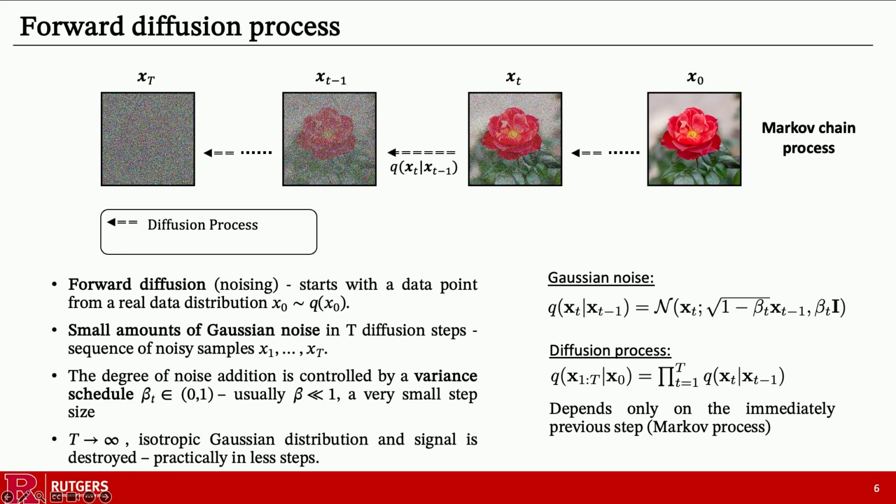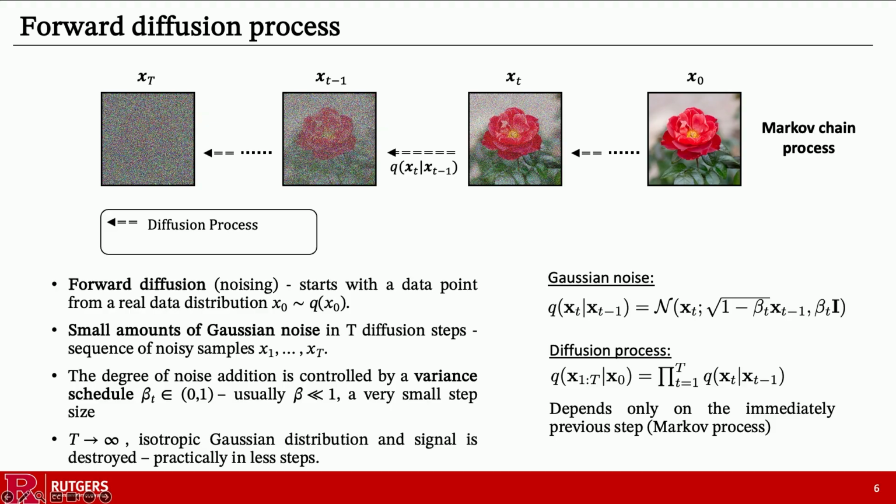So again, how do these models work? We start from a sample x0 that belongs in a data distribution q. We add small amounts of Gaussian noise over T diffusion steps. Usually that's a big number depending on the problem, around 1,000. The amount of noise that we add is controlled by a variance schedule, beta, a number between 0 and 1, and we add more and more noise.